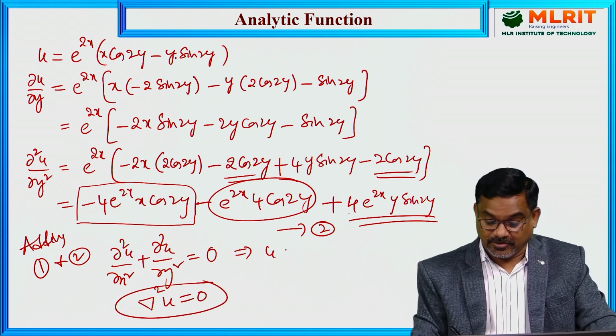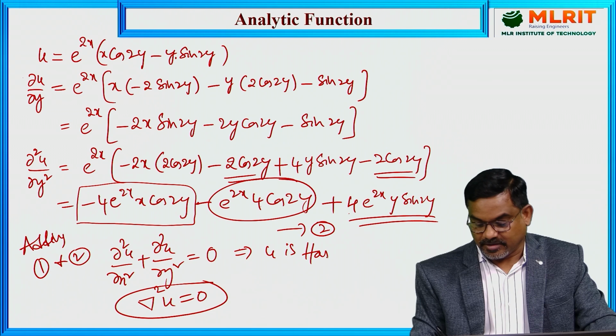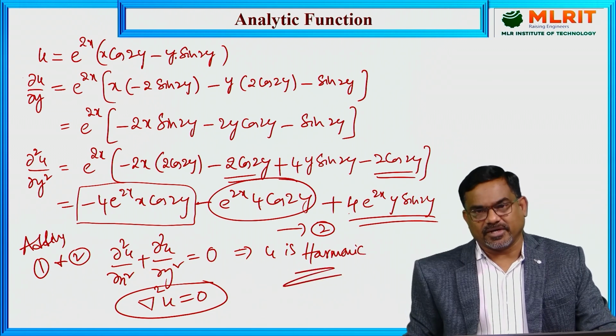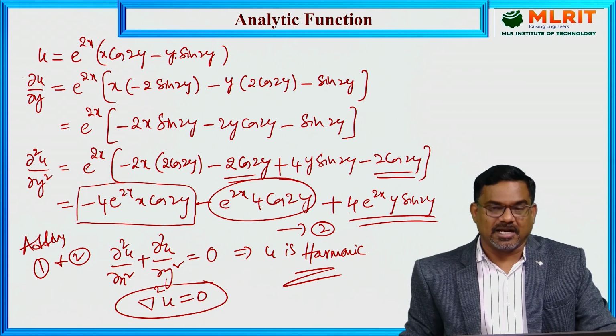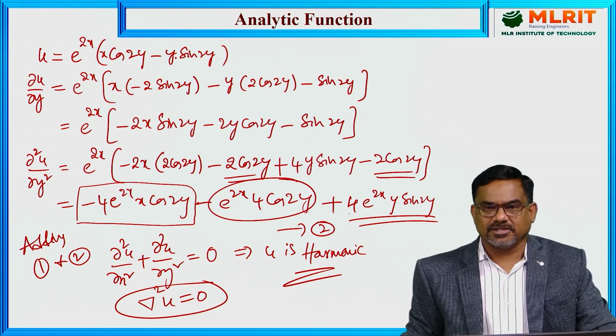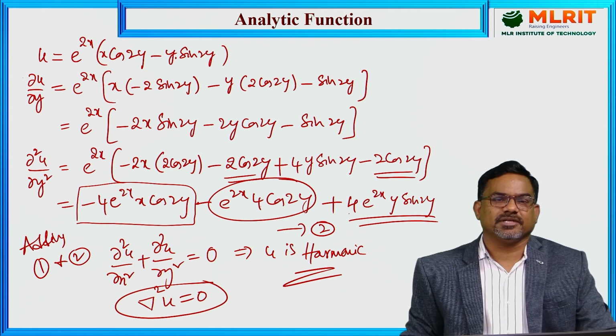That implies u is harmonic. The given function is a harmonic function since it satisfies the Laplace equation. So like that, by finding the partial derivatives, we can verify whether the given function is harmonic or not.